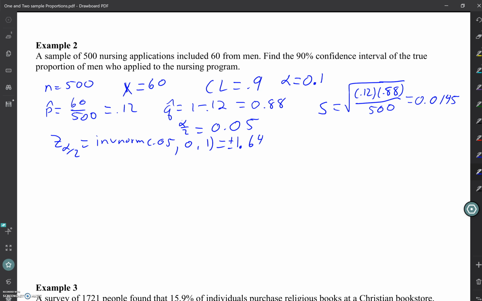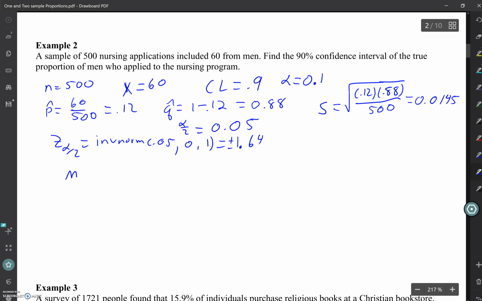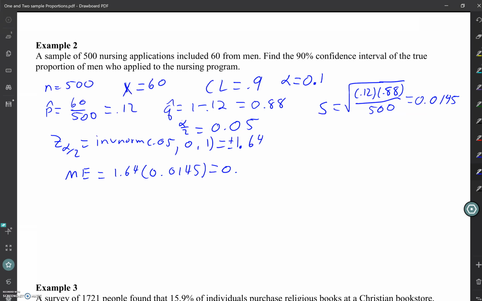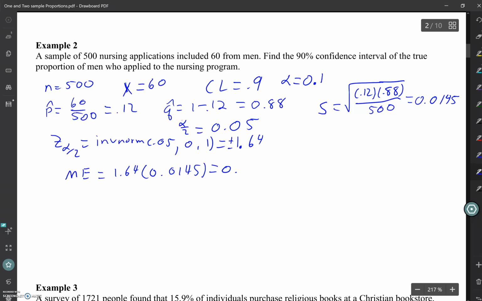All right, then let's put our pieces together to actually get the margin of error. So 1.64 times our standard deviation of 0.0145, and let's see what our margin of error comes out to be. 0.0237. All right.